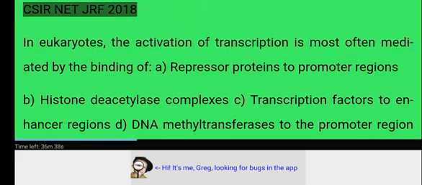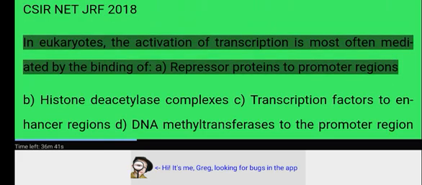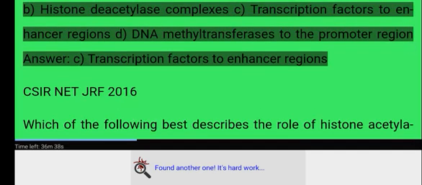CSIR-NET JRF 2018. In eukaryotes, the activation of transcription is most often mediated by the binding of A. Repressor proteins to promoter regions. B. Histone deacetylase complexes. C. Transcription factors to enhancer regions. D. DNA methyltransferases to the promoter region. Answer: C. Transcription factors to enhancer regions.